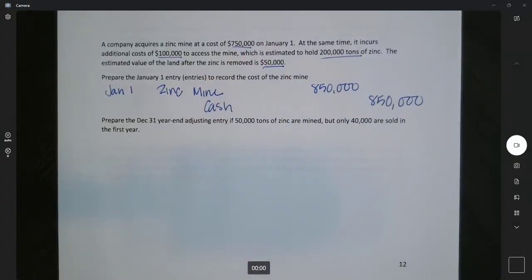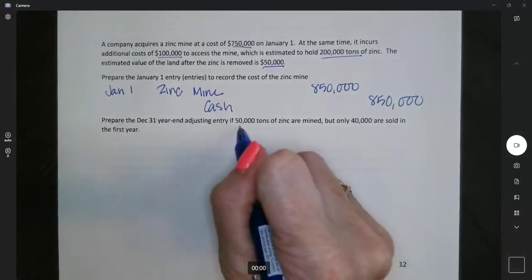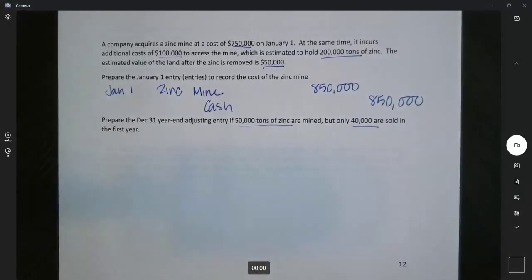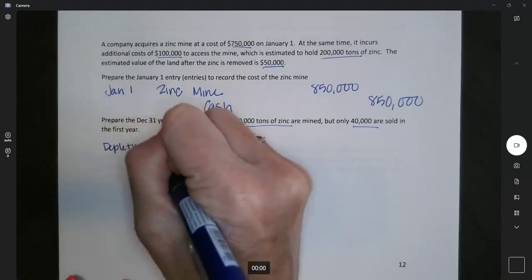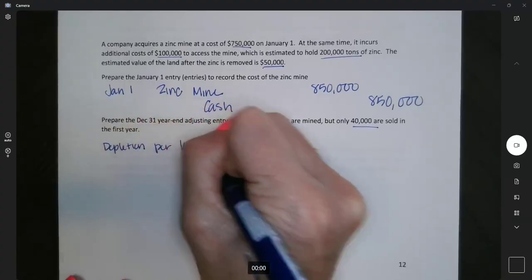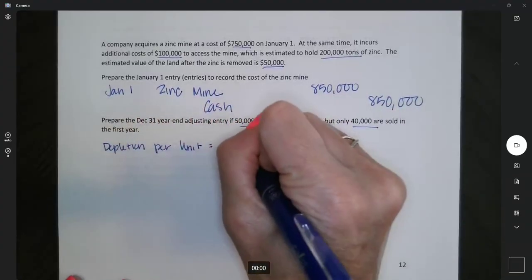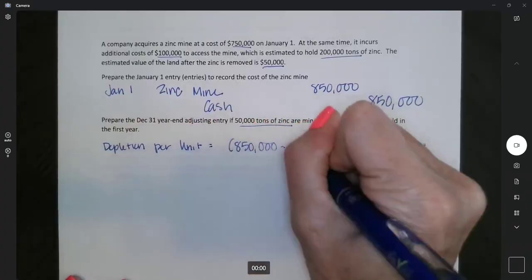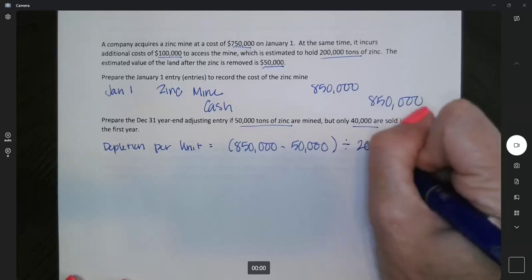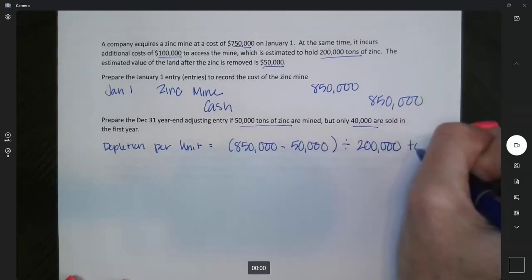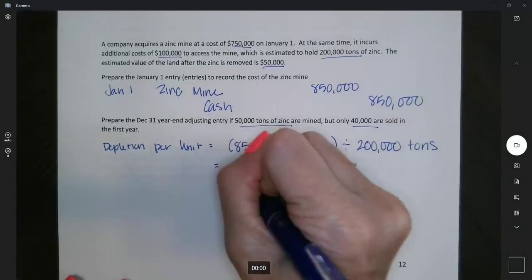Then we're going to prepare the December 31st entry. If 50,000 tons are mined and only 40,000 are sold in the first year, first, we need to determine our depletion per unit. We're going to take the $850,000 cost, subtract out the $50,000 salvage value, divided by 200,000 tons. This is going to come out to $4 per ton.